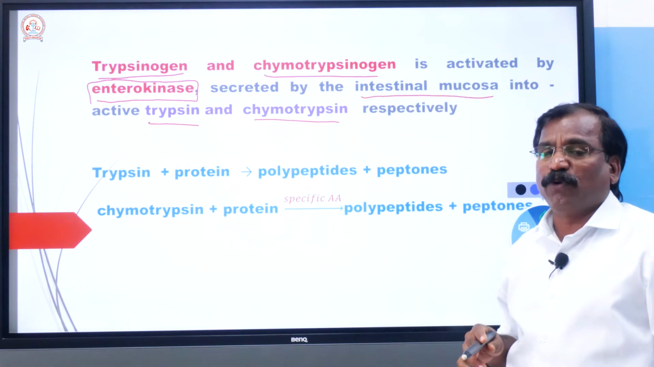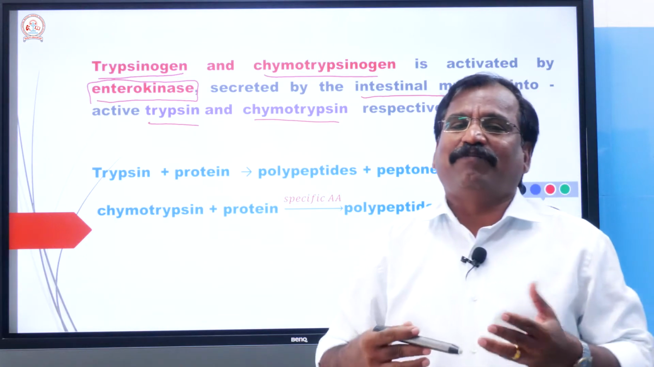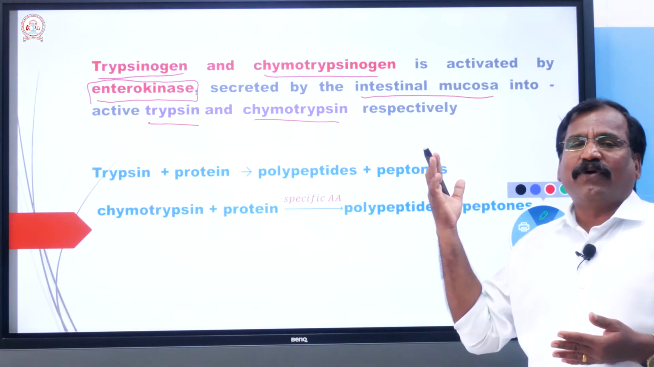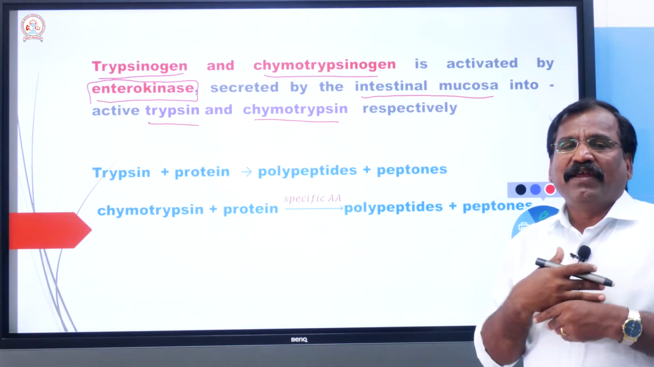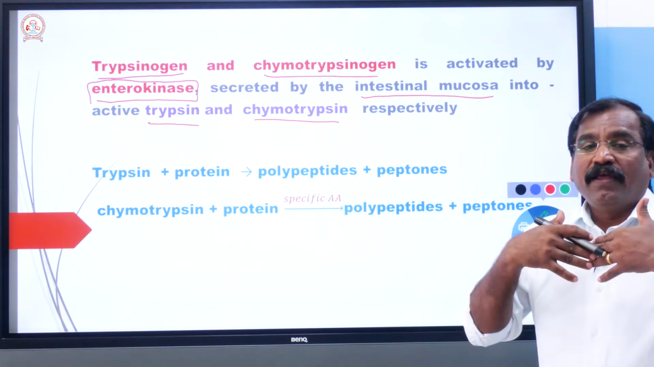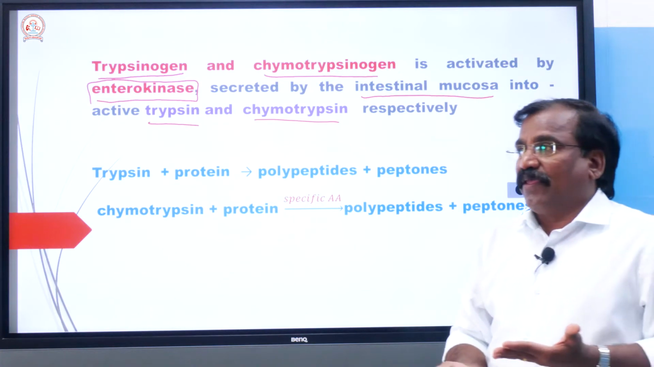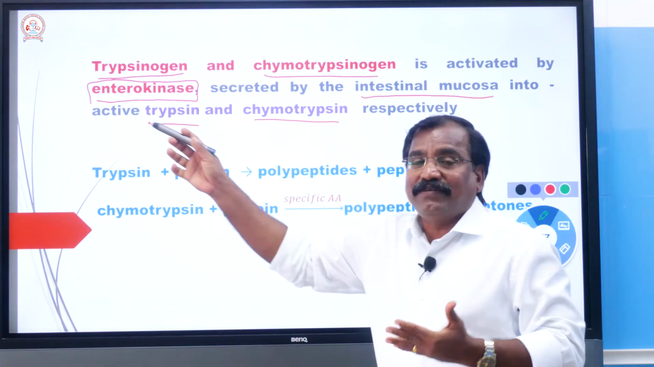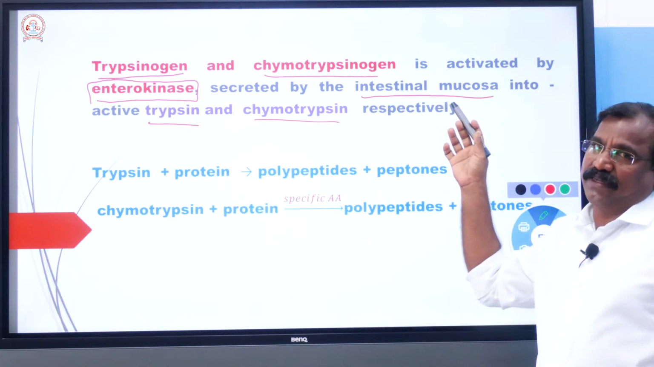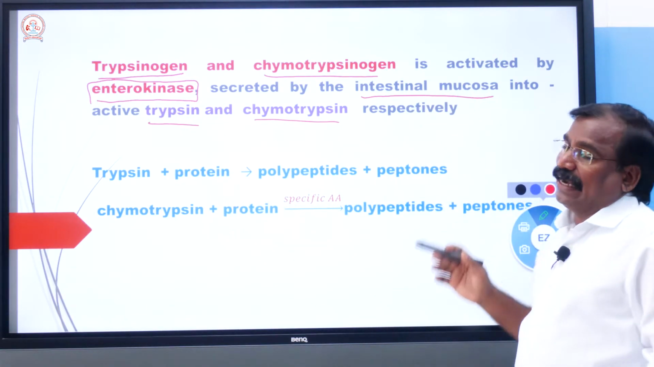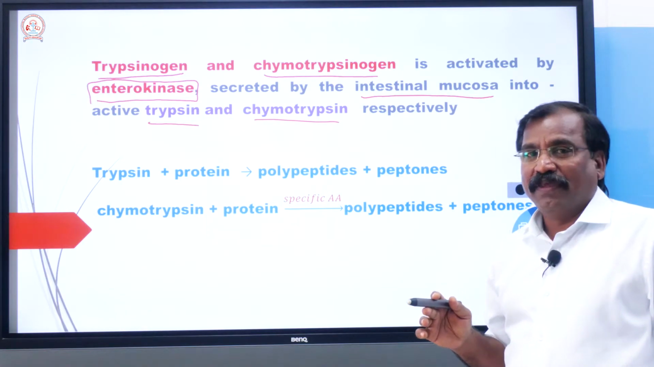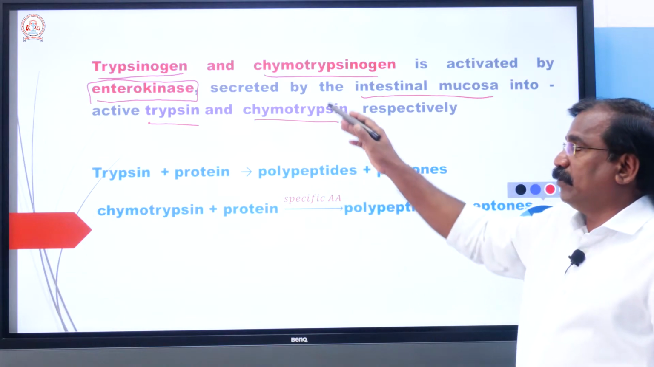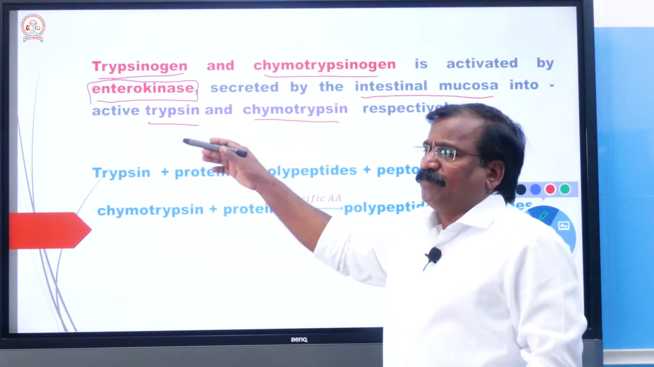The intestinal mucosa is nothing but the innermost layer of the small intestine. You can write that enterokinase is an enzyme which activates the proenzyme into its active form, and it is secreted by the intestinal gland. This is important.